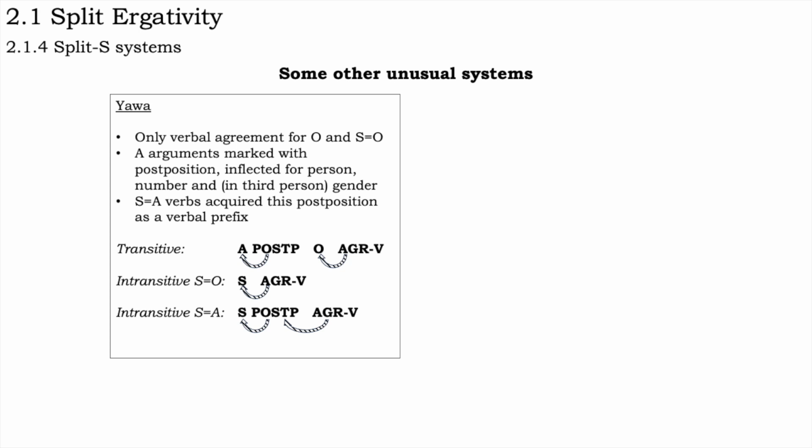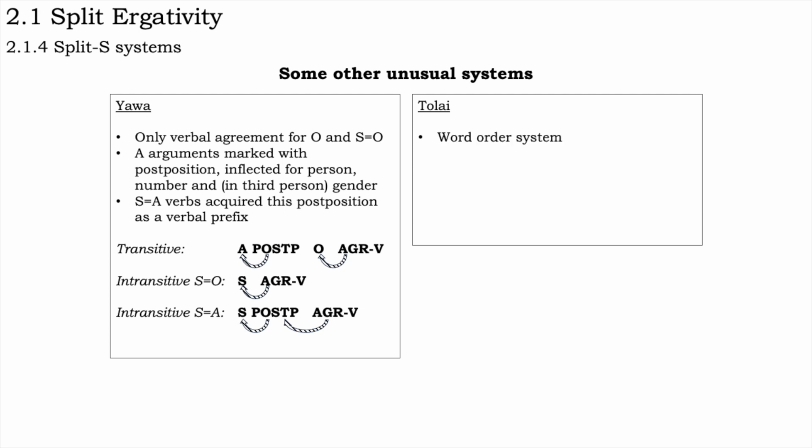The Austronesian language Tolai, mentioned in a previous video, has an unusual system working solely through word order. The word order in transitive clauses is AVO. In intransitive sentences, the word order is SV for S equals A verbs and VS for S equals O verbs. This makes Tolai a rare example of an ergative language where the ergativity is signalled only via word order.